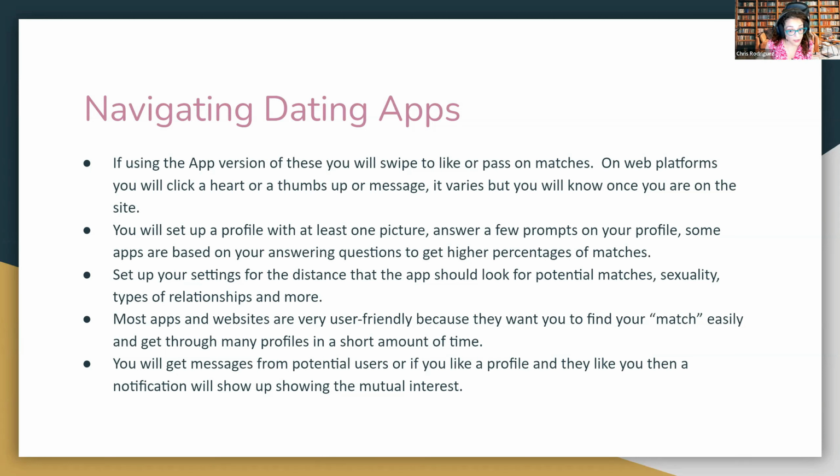You get to set the distance for who you are looking for as potential matches, sexuality, and the types of relationships you're looking for. All of this is in your control and what you're going to put up on your profile. Most of them are very user friendly, because you don't want to click around to try and match up with anyone. You just want to go through as many profiles in the shortest amount of time. That's how all of these are set up. You'll get messages from potential people. You can look at them if you want to. You can answer all of them if you want to.